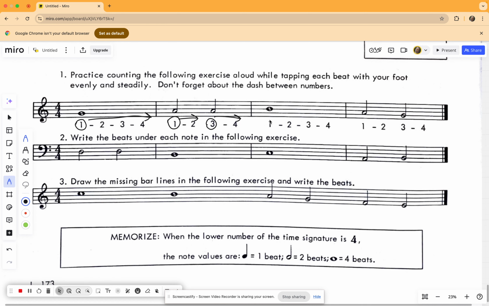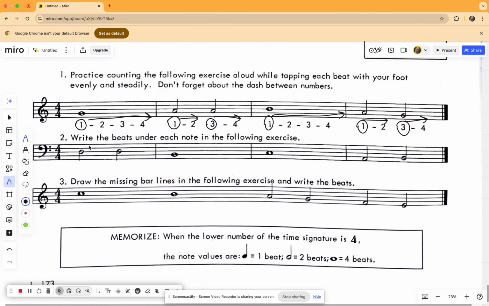It's in a different spot, but the rhythm rule is still the same. You hit it on 1, you hold all the way through the other counts, and then we have 2 half notes again. 1, 2, 3, 4. So knowing how to label it and knowing how to perform it is good. All right, let's see here. Practice counting the following exercise aloud while tapping each beat with your foot evenly and steadily. Don't forget about the dash between numbers.